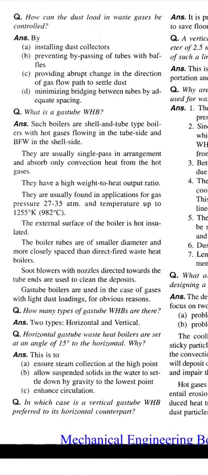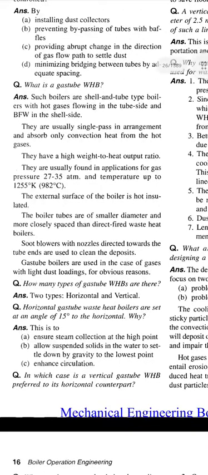Such boilers are shell and tube type boilers with hot gases flowing in the tube side and boiler feed water in the shell side. They are usually single pass in arrangement and absorb only convection heat from the hot gases. They have high weight to heat output ratio. They are usually found in applications for gas pressure 27 to 35 atmospheric pressure and temperature up to 1000 to 55 degree Kelvin, means 982 degree. The external surface of the boiler is hot insulated.